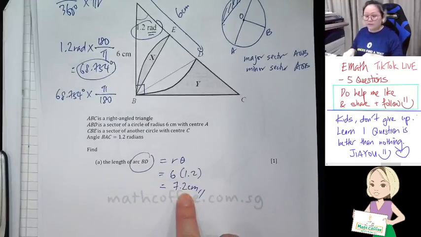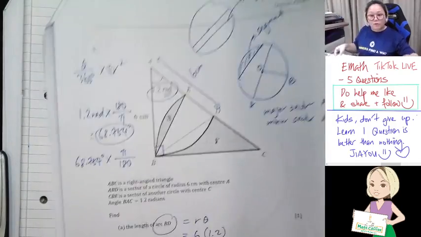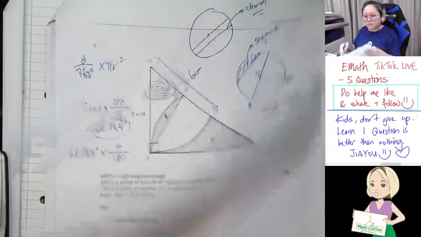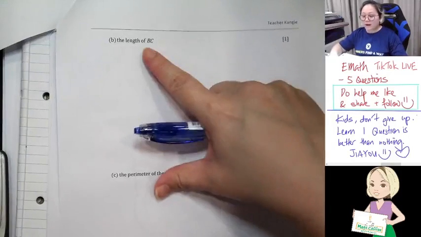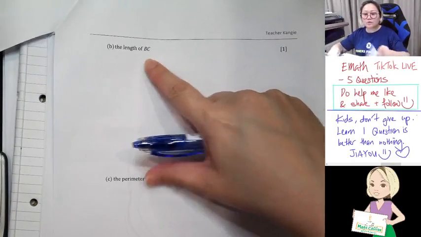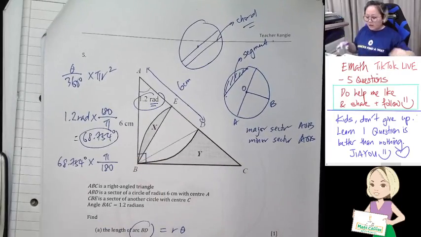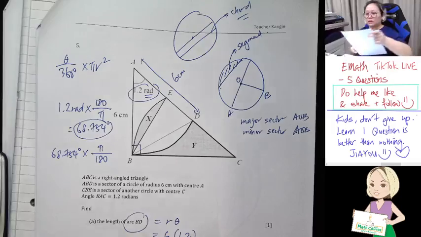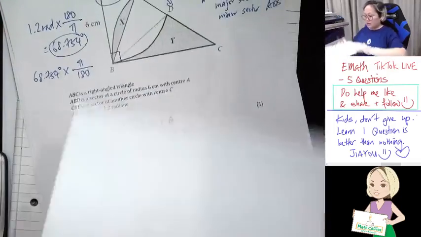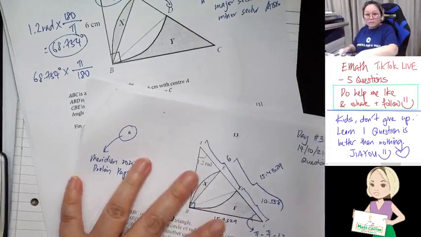Okay, so I'm done with this part. So let's move on. Now they ask to find the length BC. So let's see where BC is. BC is over here. Okay, to shortcut, let me save time.